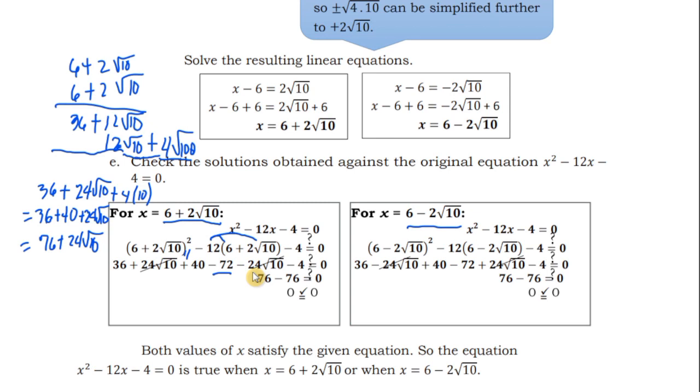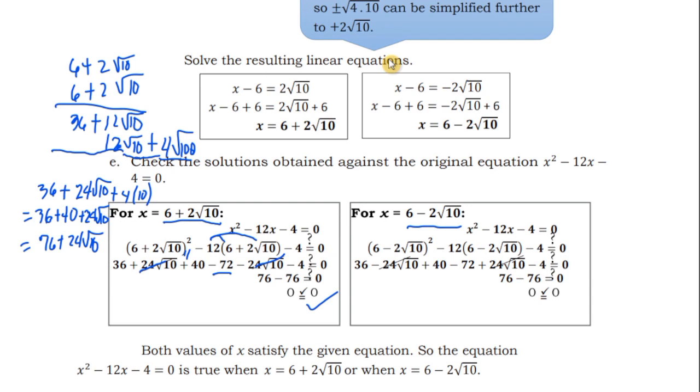In this process, the 36 and 40 were not yet added, so it is still the same as 76. So we have the 76 now. Then we have 24 square root of 10 and negative 24 square root of 10, so we combine the two and make it 0. So we have 36 plus 40, which is 76, minus 72, minus 4. So 76 minus 76 is 0. So check. We have checked the given.